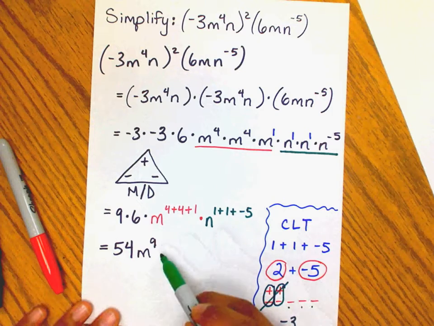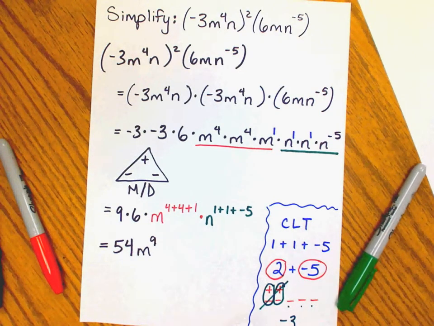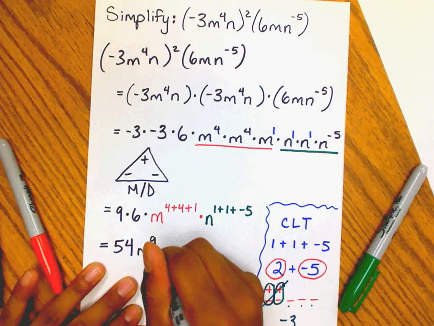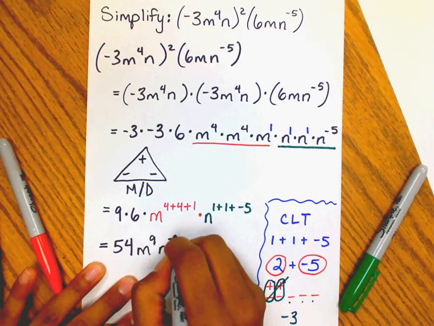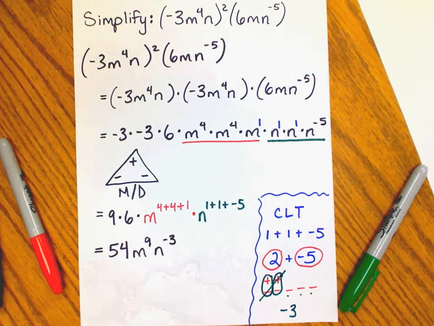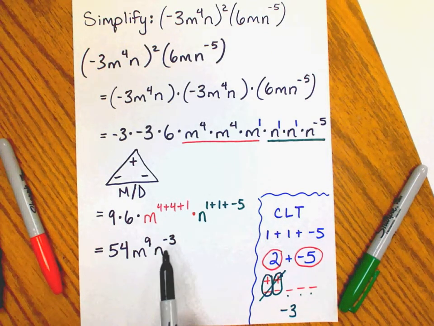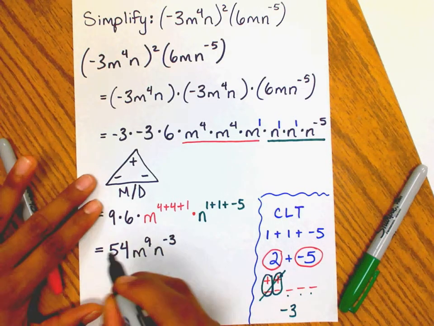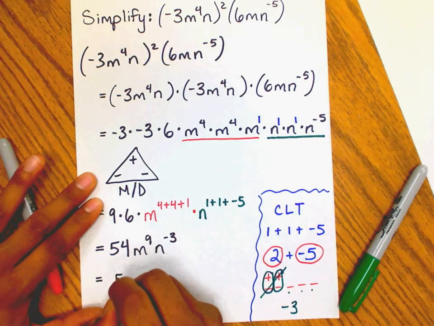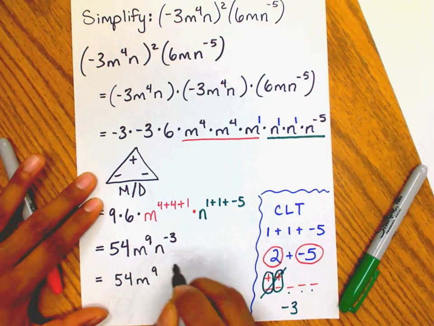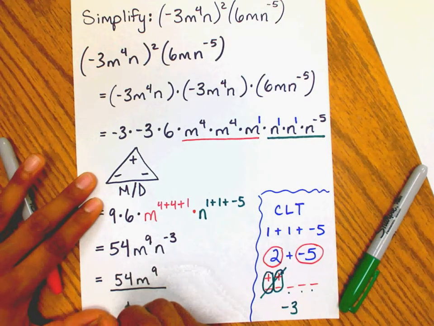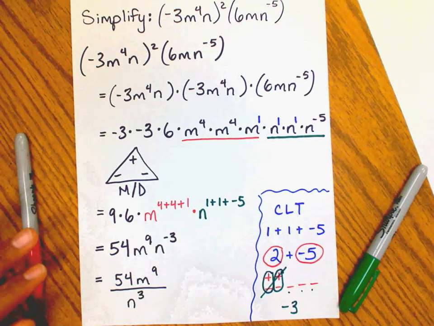So I come back over here. n is going to be to the negative 3. Now, somebody should have an alarm going off in their head. We got a negative exponent here. We can't have that in our final answer, remember? So this is how our final answer should be written when you have a negative exponent. It's going to move to the bottom. So 54m to the ninth over n cubed. And that will be my final answer. Circle it, and we're done.